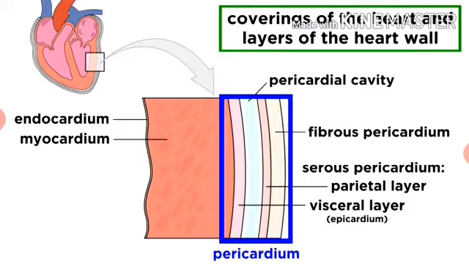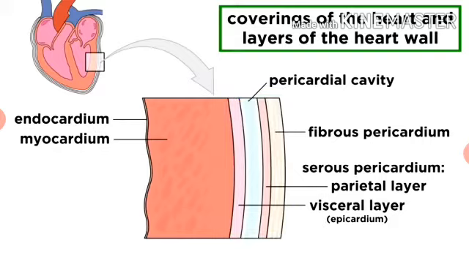The heart is covered by the pericardium, which is made up of dense connective tissue that protects the heart and maintains its position. The outer layer of the pericardium is the fibrous pericardium. Next is the serous pericardium, which has a parietal layer and a visceral layer. The visceral layer is the epicardium. And in the heart wall, after the epicardium comes the myocardium and then the endocardium.